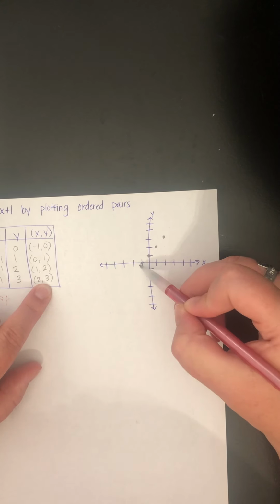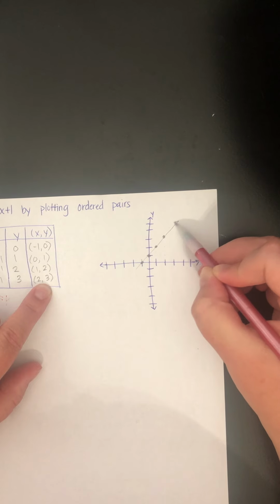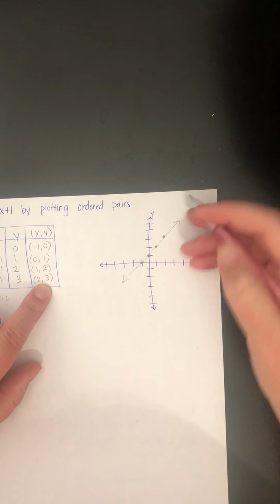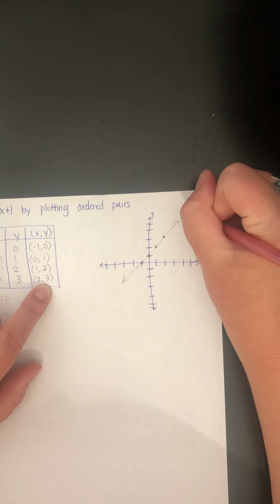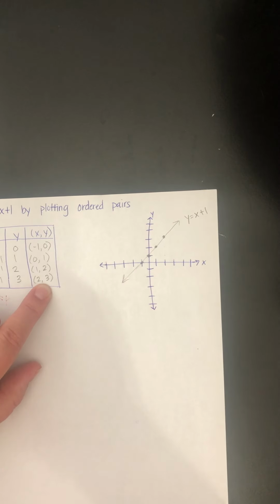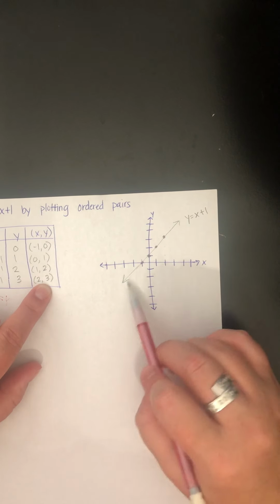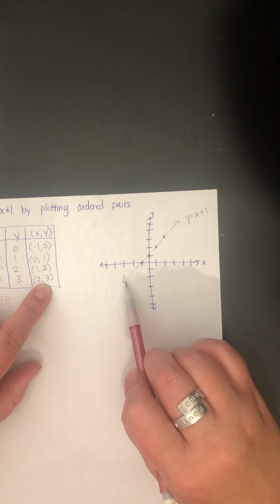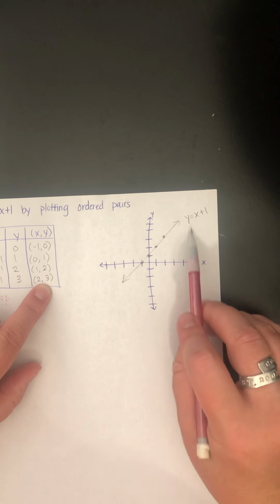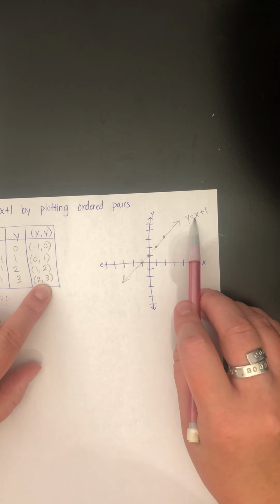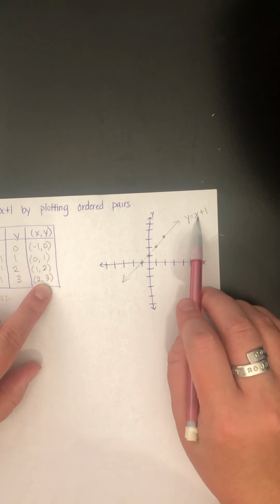We have these 4 points. If you wanted to graph more points, you could, but this is y equals x plus 1. Our slope goes up from left to right, so it's moving up, which means it's a positive slope. Look, the number in front of x is 1, it's a +1, so this is perfect, our graph is correct.